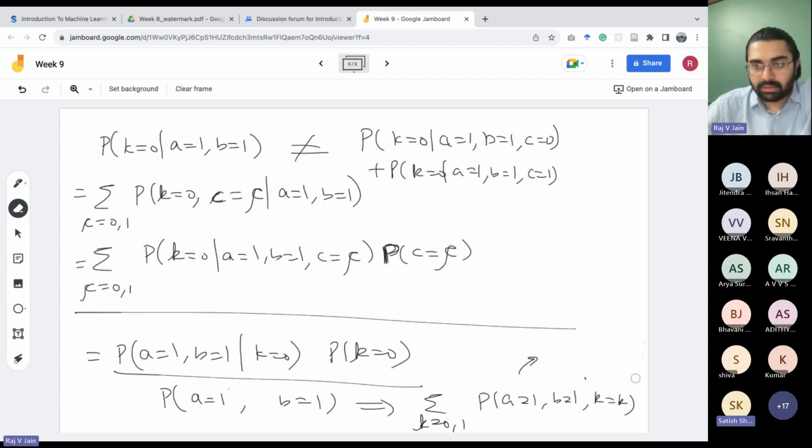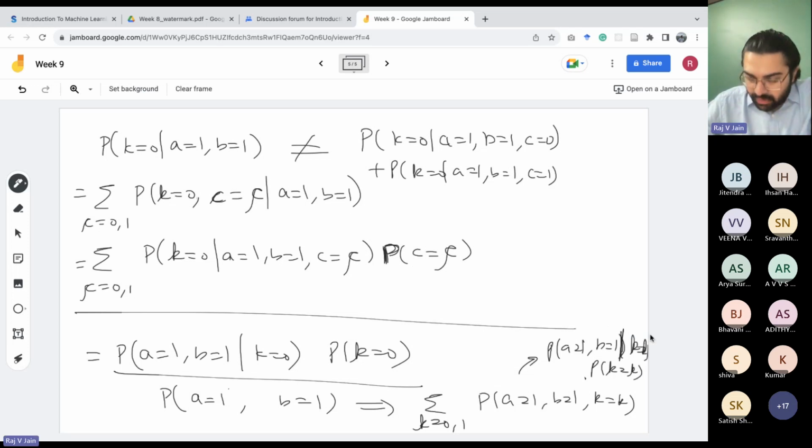Conditional on the class. That's what I need. So probability of a equal to 1, b equal to 1 given k equal to k, and then into probability of k equal to k. And then given the class, these two features are independent, and then you will multiply them. So it's not multiplication here, by the way.